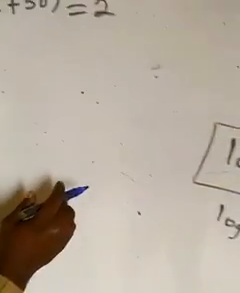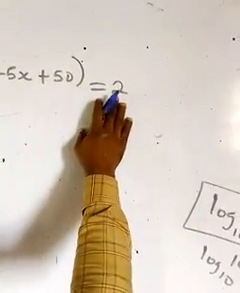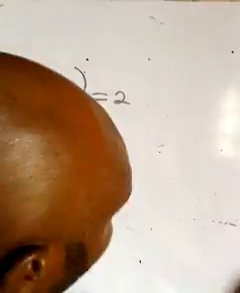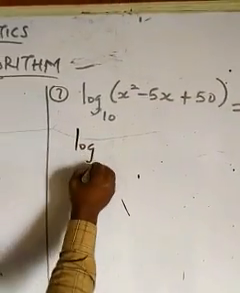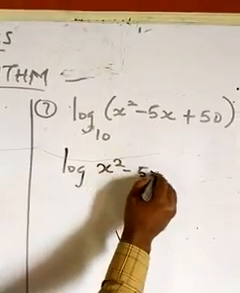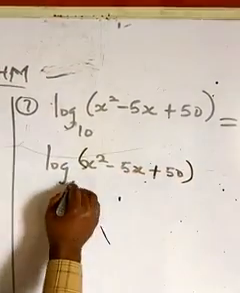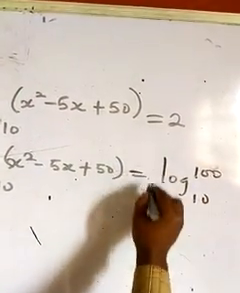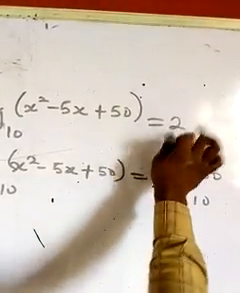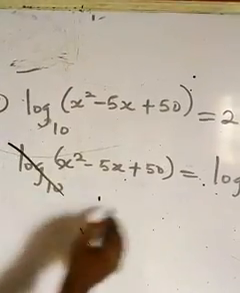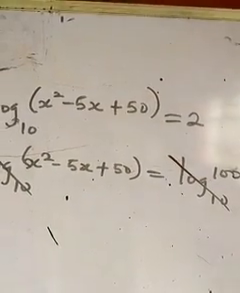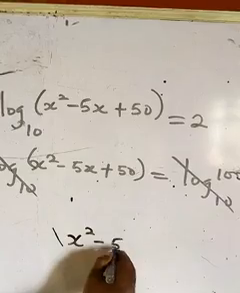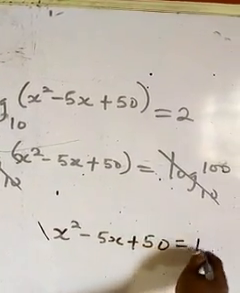Now, what that means is that anywhere you see 2 here, you replace it with what? Log 100 base 10, because you have base 10 here. Now this becomes log x squared minus 5x plus 50 base 10 equals, instead of writing 2 now, you have log 100 base 10. Because you know that your log 100 base 10 gives you 2. That's that. Now, log base 10 cancels log base 10. Now, what are you left with? You are left with your number, and that is x squared minus 5x plus 50 equals 100.